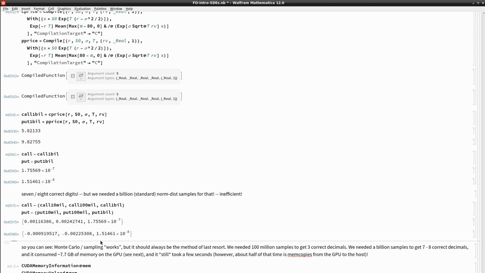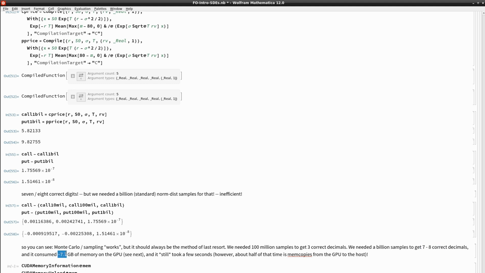We're getting the very same prices. At the same time, it also proves that the computations are totally correct, because we are getting 7 or 8 correct digits here. But it should always be the method of last resort. We needed 100 million samples to get 3 correct decimals. We needed 1 billion samples to get 7 to 8 correct decimals.